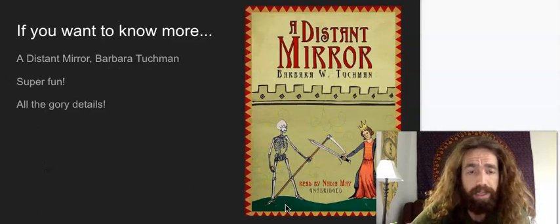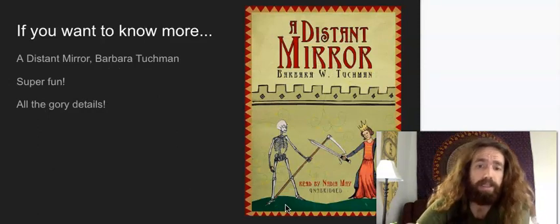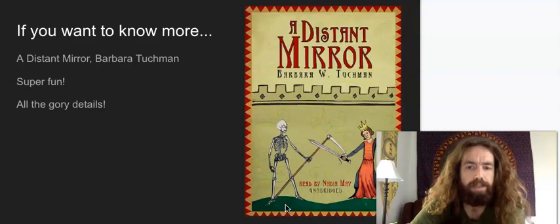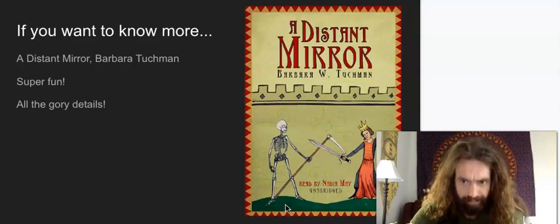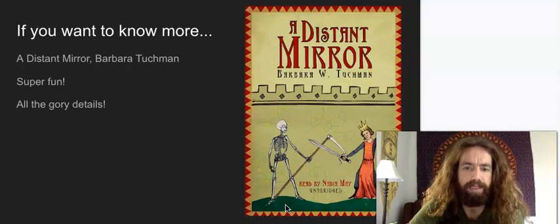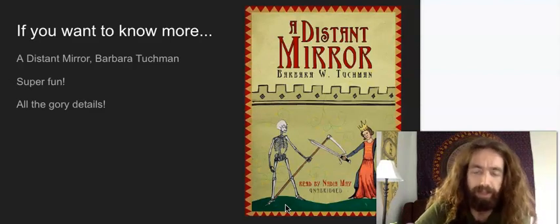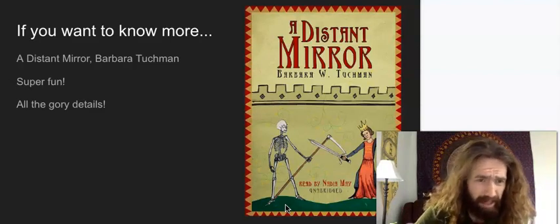If you want to know more about any of this stuff, I do highly recommend the book A Distant Mirror. You can probably get a used copy for like $5 on Amazon. It's super fun. You can read about all the insane movements that people joined to try and fight the Black Death and all of the ridiculous knightly behavior that happens during the 100 Years' War.